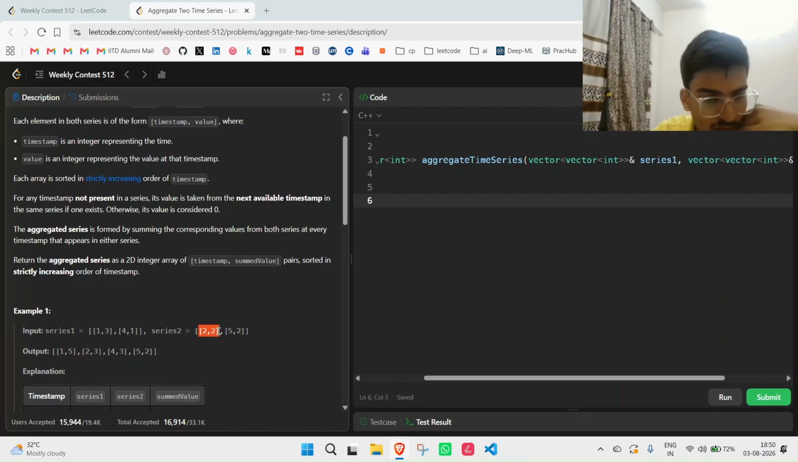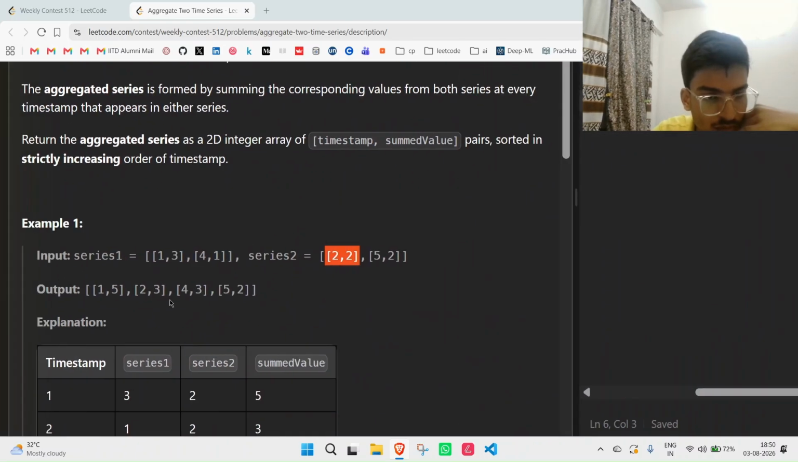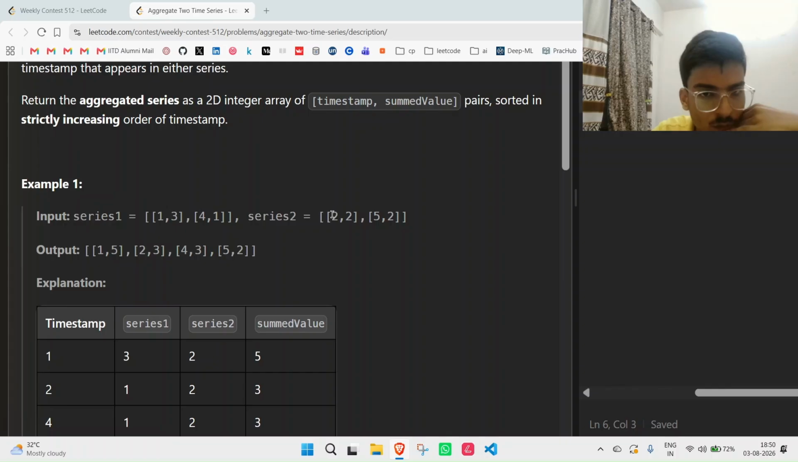We are here, 2 comma 2. So 2 is not present here, so we have to take from the next available one. The next available one is this, because the earlier one has already been processed. So 2 comma 1, and 2 comma 2 will give 2 comma 3.